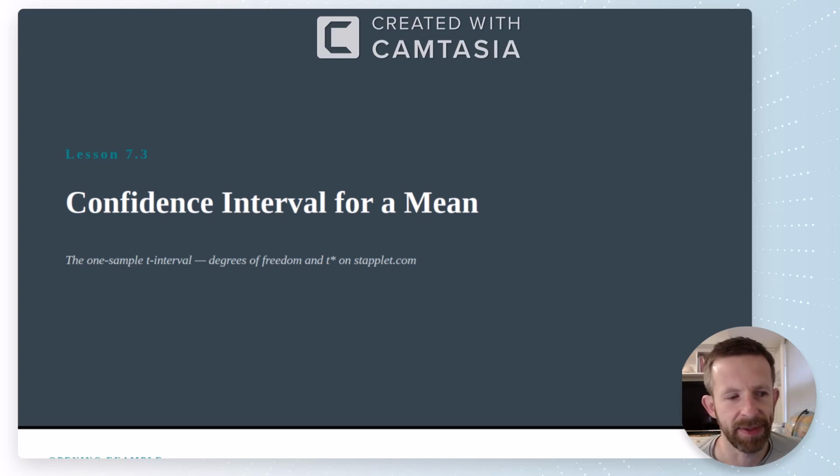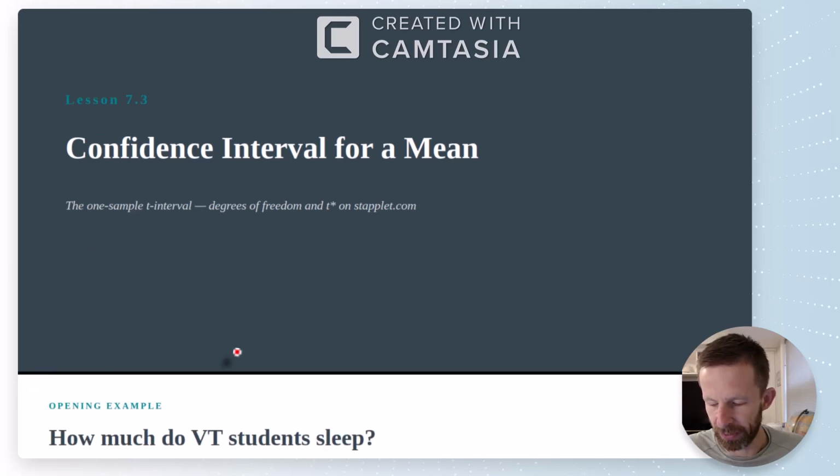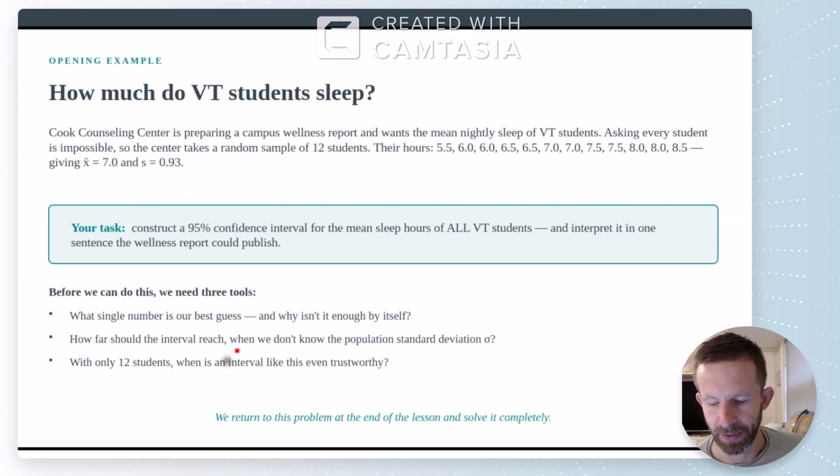Hey guys, welcome to lesson 7.3, where we talk about constructing a confidence interval for a mean. This is a one sample t interval. So here's our opening example.